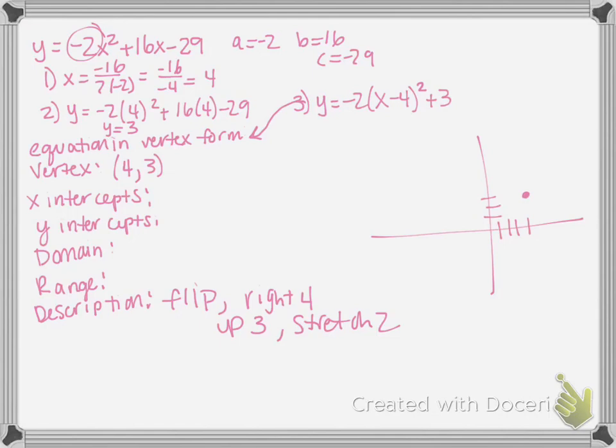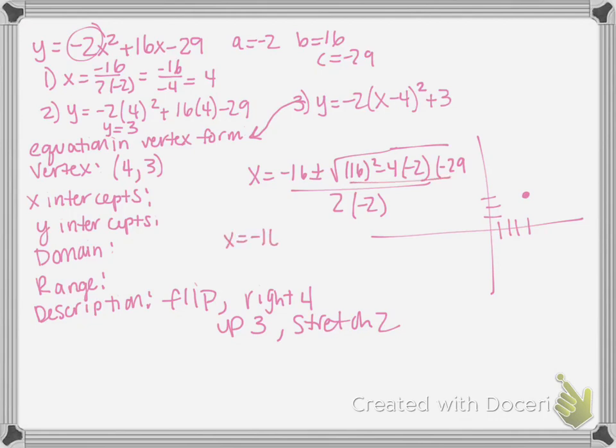I'm going to use the quadratic formula because it's going to be the fastest. So I've got x equals negative b plus or minus the square root of b squared minus 4 times a times c, all over 2 times a. I'm going to simplify underneath my square root first to see what I get.